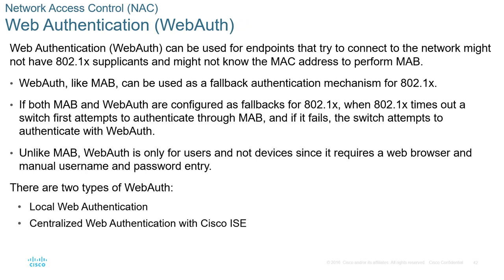We have our web-based authentication, WebAuth, very similar to MAB, but it is used as a fallback authentication mechanism to 802.1X. So it's a fallback option. It's a backup option. 802.1X is the primary. If both MAB and WebAuth are configured as fallbacks for 802.1X, when 802.1X times out, it will first attempt to authenticate through MAB, and then if MAB can't do it, it will use WebAuth.